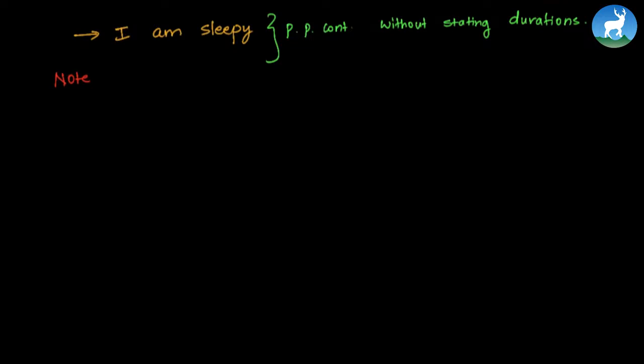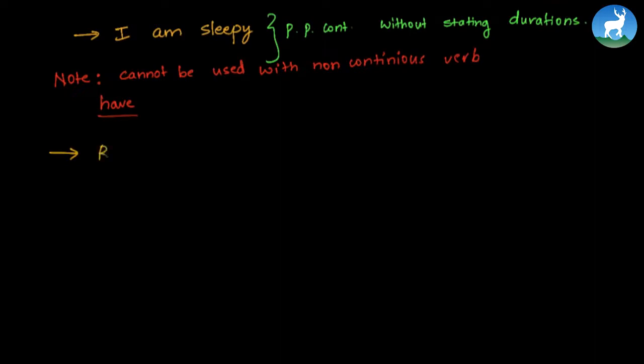For example, let's take the verb have. It cannot be used in the continuous form, because have is a non-continuous verb. So I'll give you an example of what to avoid. Let us consider a statement: Ram has been having the farm.